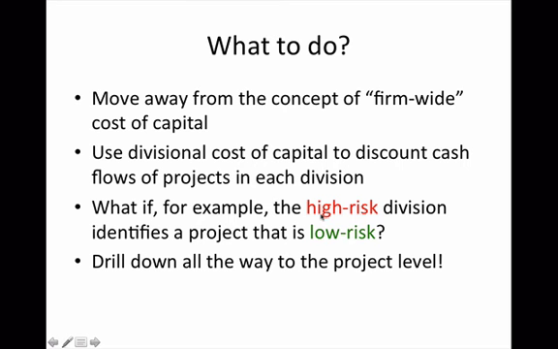So ultimately, to solve this quandary, you have to drill down all the way to the level of the project. Move away from the concept of firm-wide cost of capital. Move away from the concept of divisional cost of capital. Think of cost of capital as being applicable to the project. Assess the risk of the project, assess the beta of the project, and arrive at the cost of capital of the project itself. That's the only way to address this quandary.